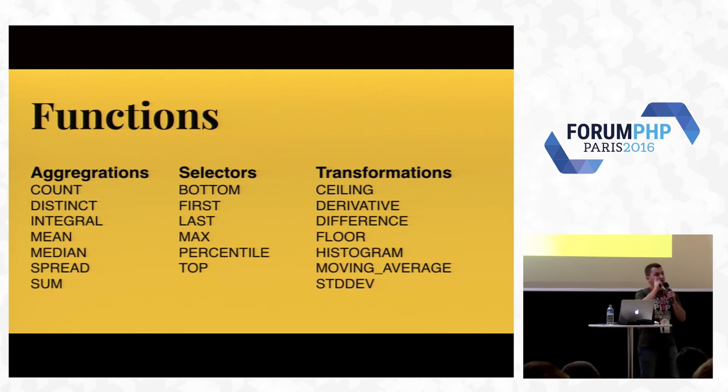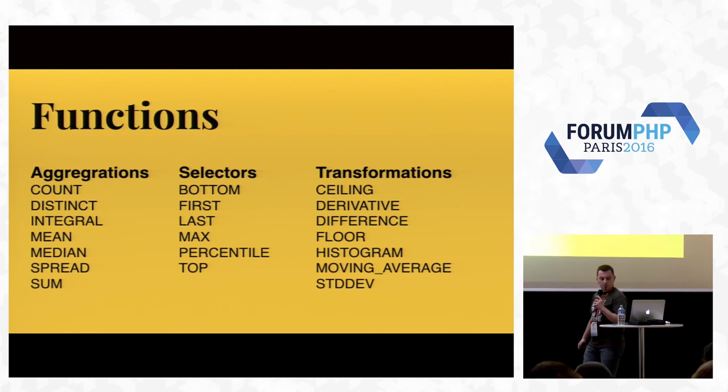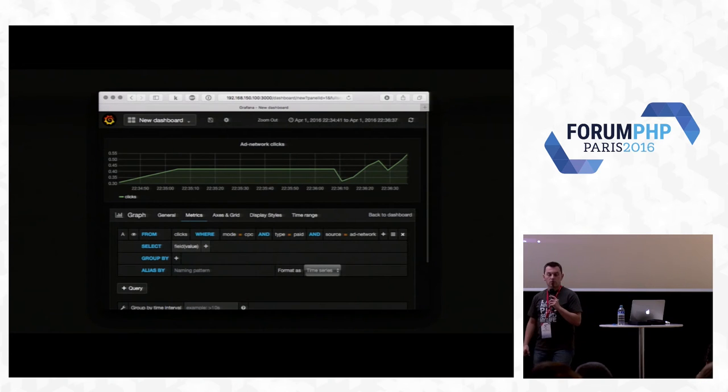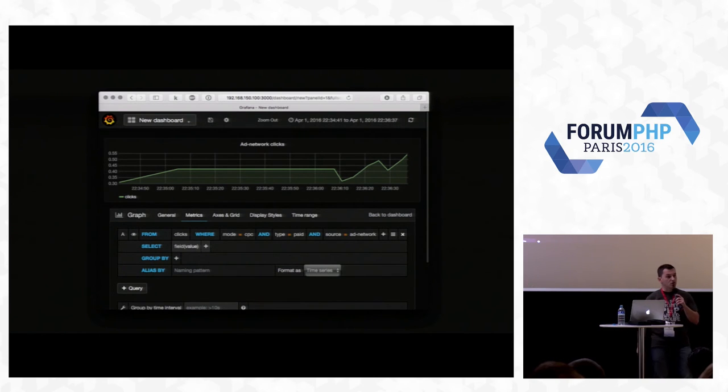But the most important thing is not creating the query. Imagine that if you've got the query, you can visualize this query. And when you can create a visualization for this query, you can see your trends in your application. Select clicks where mod is equal CPC and type is equal paid and source is at network. Select the value. And when you create this kind of query, this kind of visualization, you will know exactly what's going on in production.